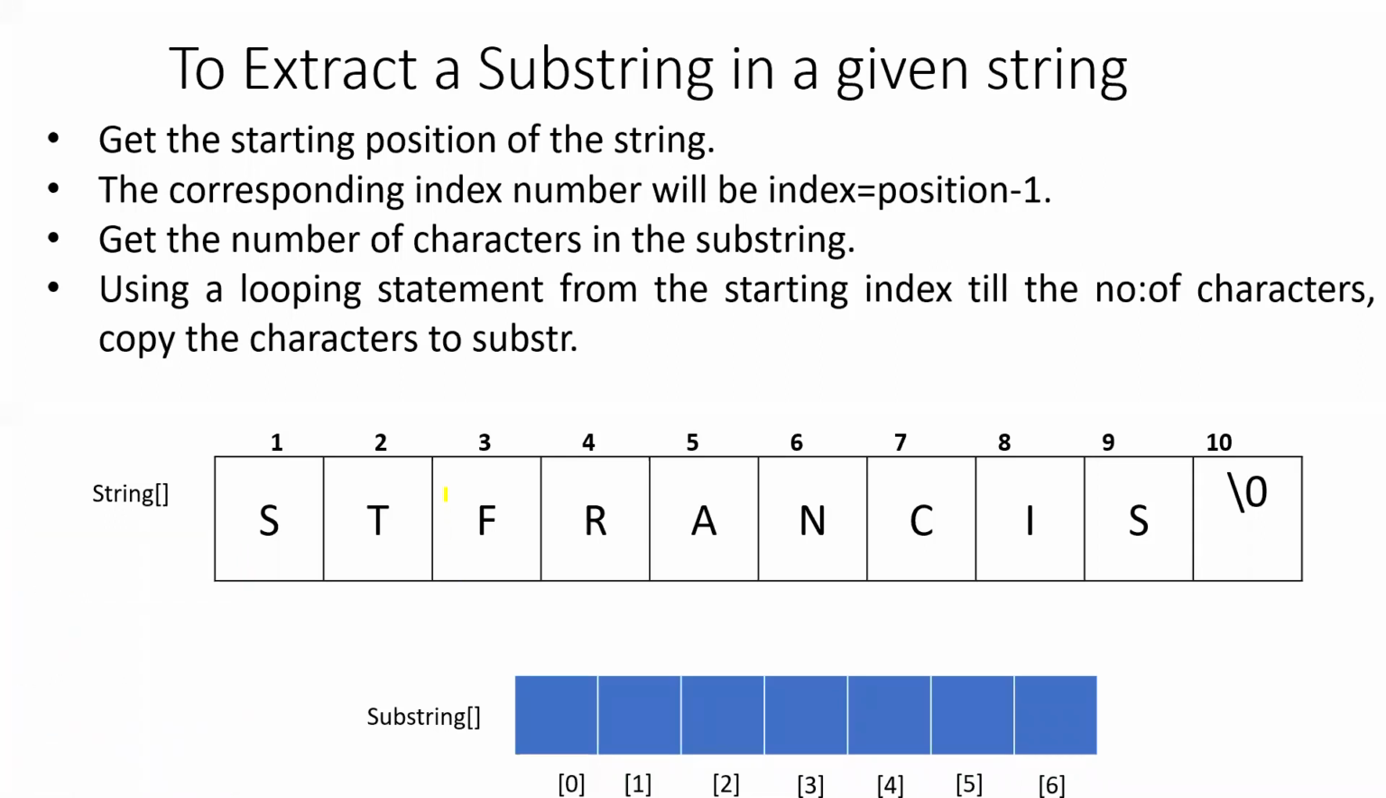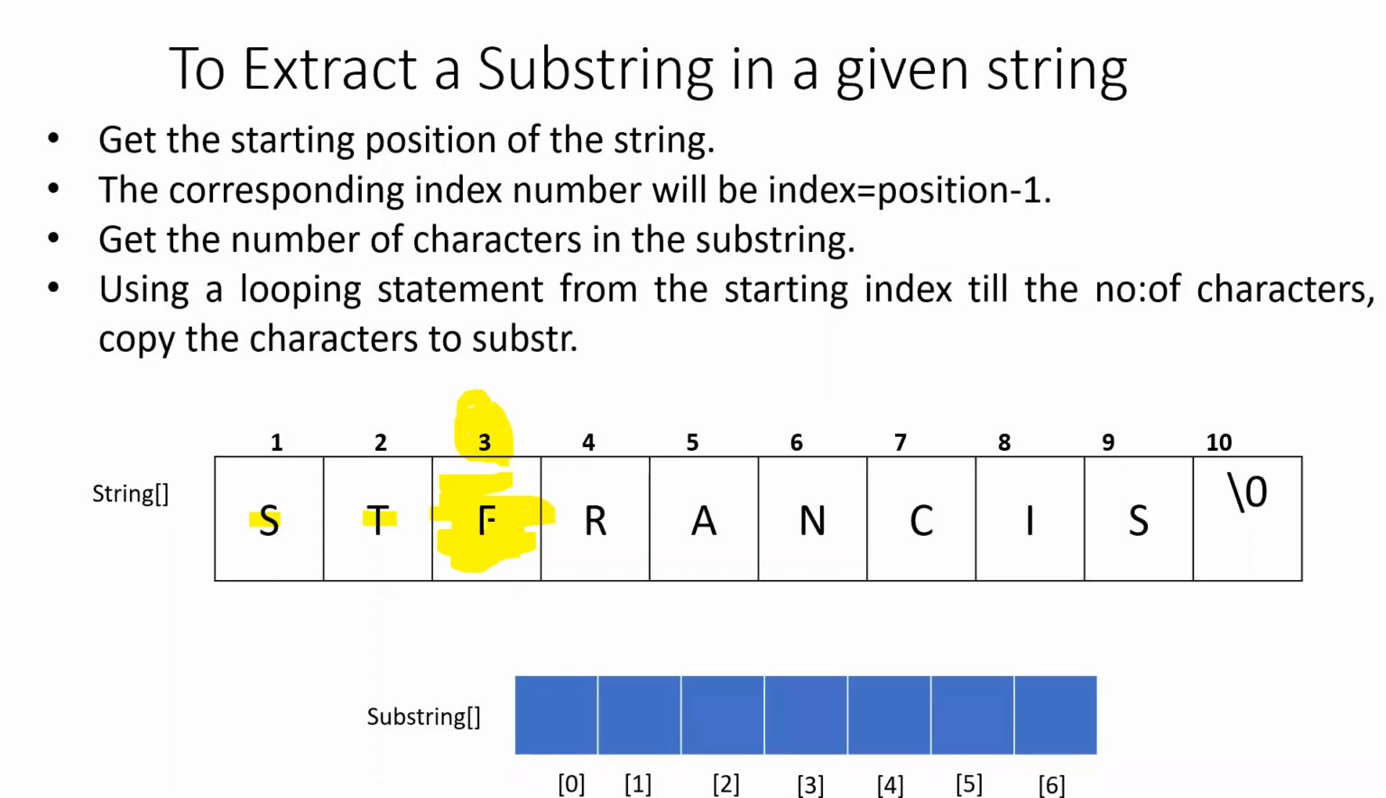I have to ask the user for the position from where I need to extract. So what will be the position? I told you the difference between a position and an index number. From which position to which position do I need to extract? When you see St. Francis, you will count S as the first position, T as the second position, and F as the third position. If I need to extract a substring starting from F, then I should give the starting position as 3. You need not see the index number then. You just tell the third position. Understood?